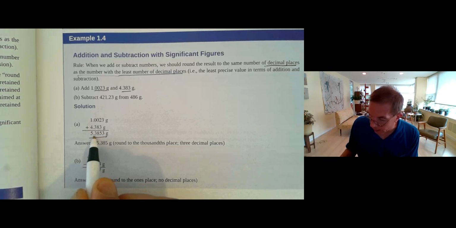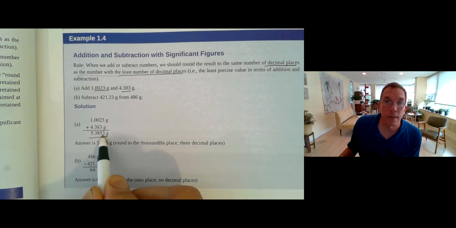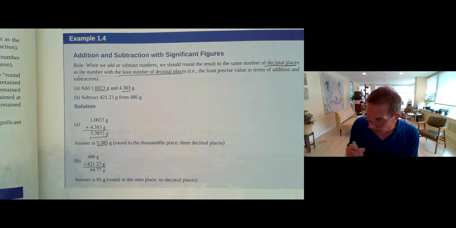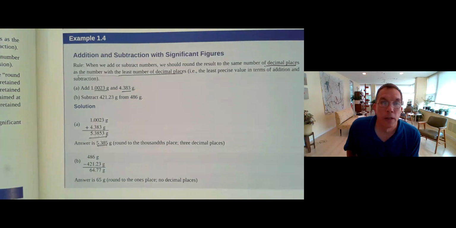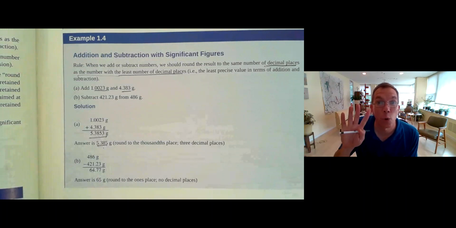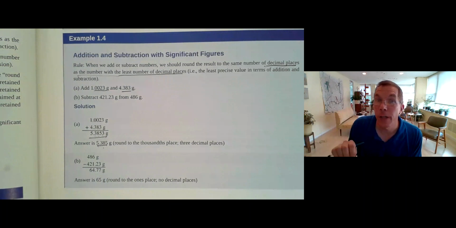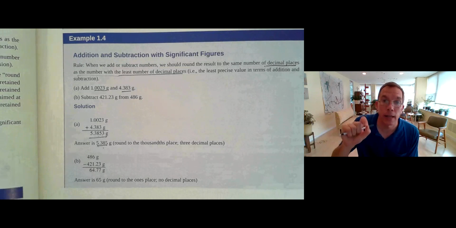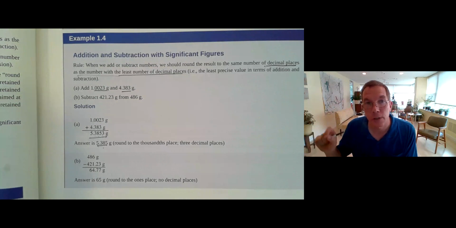So that 3 decimal places, 3 is less than 5, so this is going to stay as a 5 when we round. Okay, so the answer would be 5.385. So notice, even though there's 3 decimal places, the answer has 4 significant figures. So we're differentiating here between significant figures and decimal places in the rule for addition and subtraction.